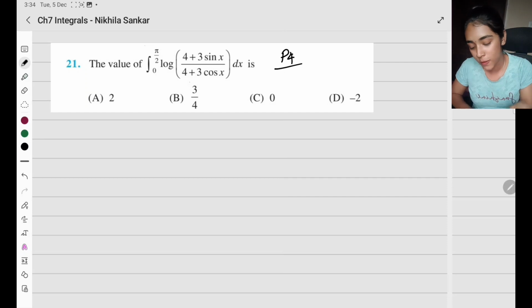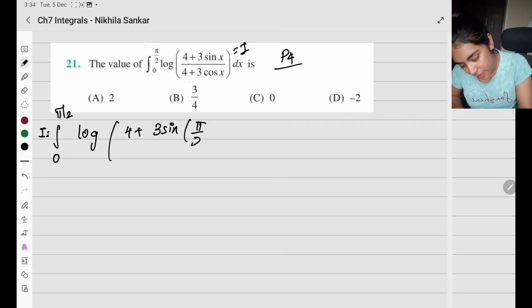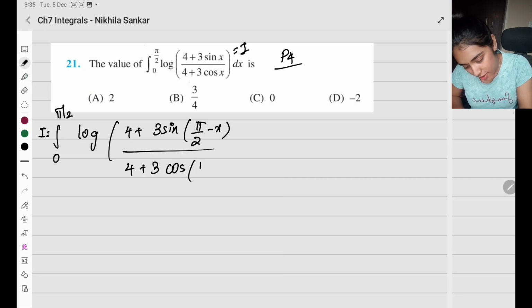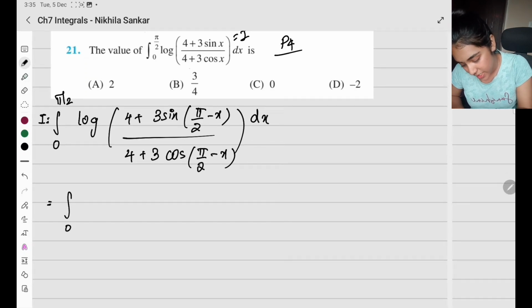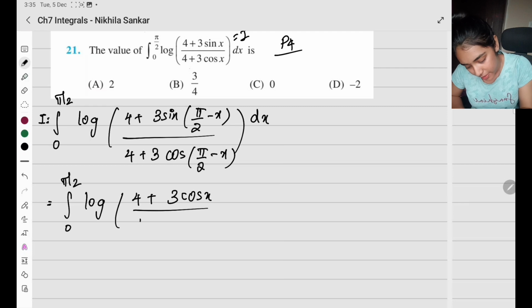The other ones we know normally. So this, I have I equals 0. This is also my I. So I equals integral 0 to pi by 2 log of 4 plus 3 sine, instead of x, pi by 2 minus x, divided by 4 plus 3 times cos of pi by 2 minus x times dx. This is going to be integral 0 to pi by 2 log of 4 plus 3 times sine of pi by 2 minus x, which is cos x, divided by 4 plus 3 cos of pi by 2 minus x, which is sin x, times dx. So this is my I.